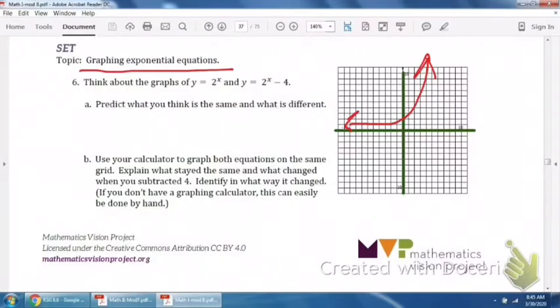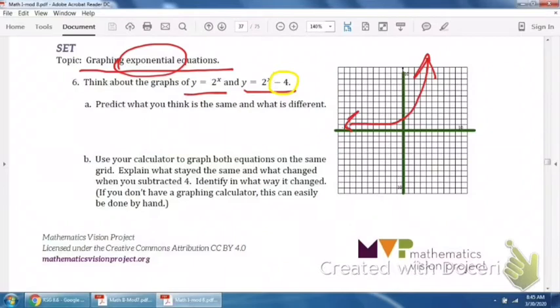So the first thing they ask you is to think about the graphs of y equals 2 to the x power, so that's exponential, and then y equals 2 to the x power minus 4. They're asking you to think about those two graphs. As you think about it, I'm going to circle and highlight the main difference here. Then they're going to say, predict what you think is the same and what is different.